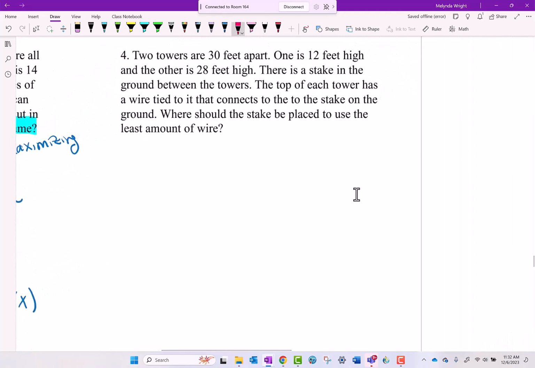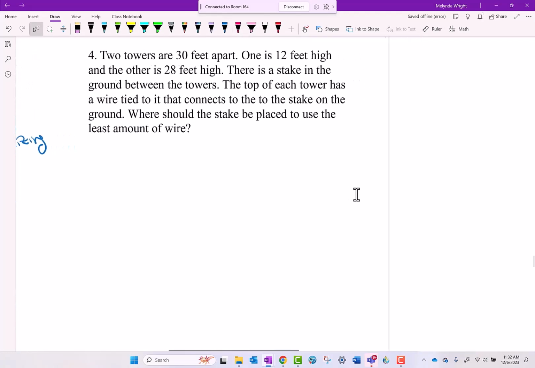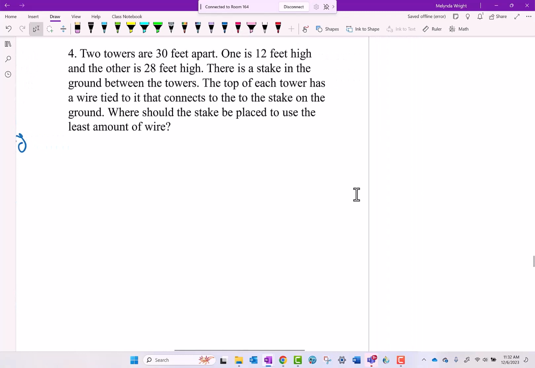So we've got two towers that are 30 feet apart. One is 12 feet high and the other is 30 feet high. I'm going to stop at that sentence and start sketching. This is a lot to take in. Okay, so this tower is 30 feet high and this one is 12 feet high. Okay, let's keep reading. Wait, no, the 30 feet apart. The tower is 28 feet high and 12 feet high, and that whole distance is 30.